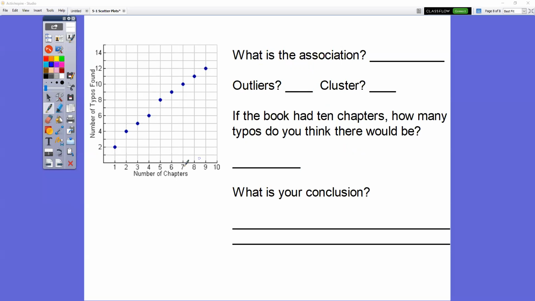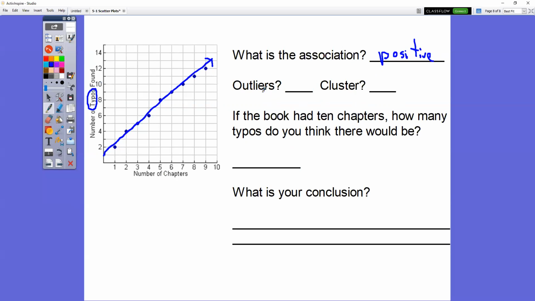So when we take a look at this one, we're taking a look at the number of chapters and the number of typos. A typo is just like a mistake, right? The number of mistakes that were found in it. So what is the association? Well, as we go from left to right, we're going up, up, up, up. So what is happening there? This is a positive association because it is going up.